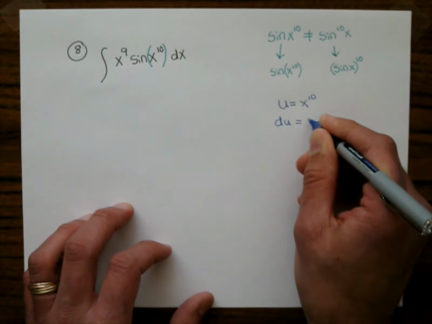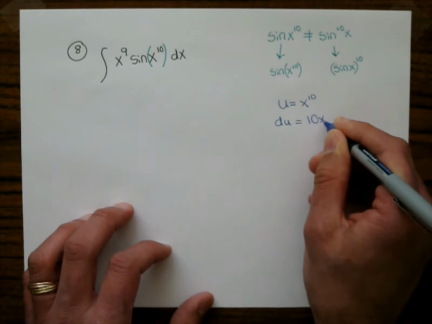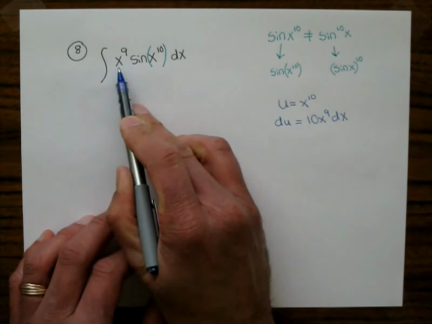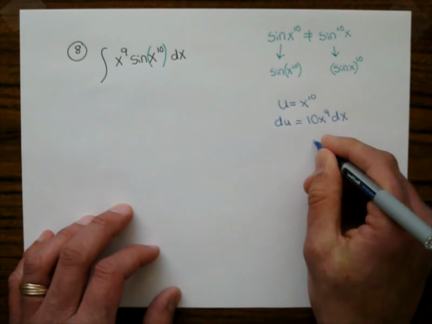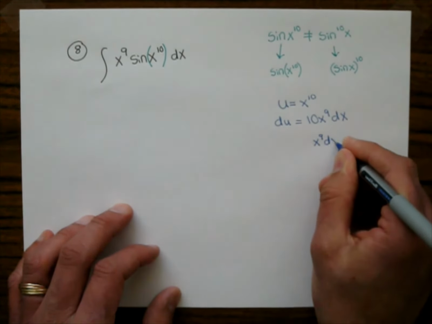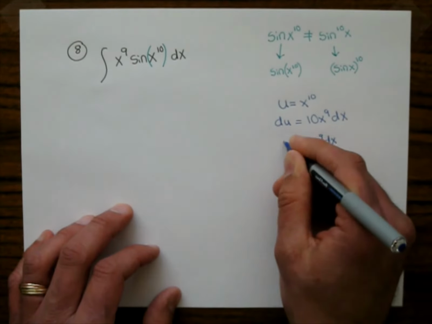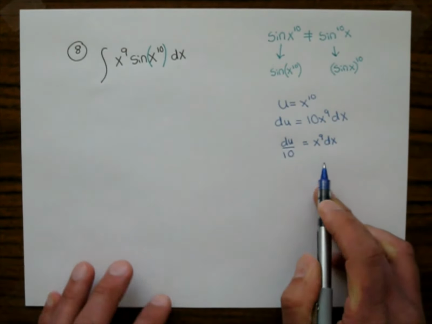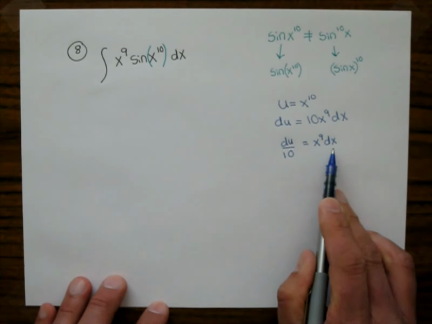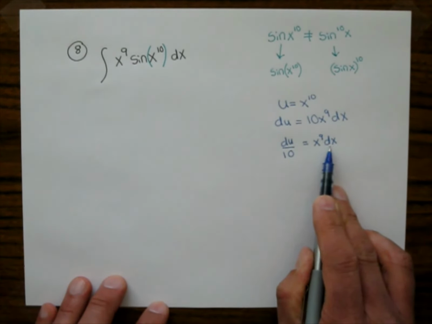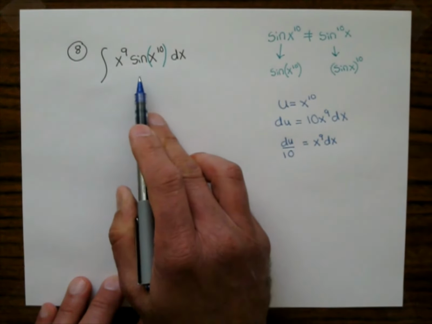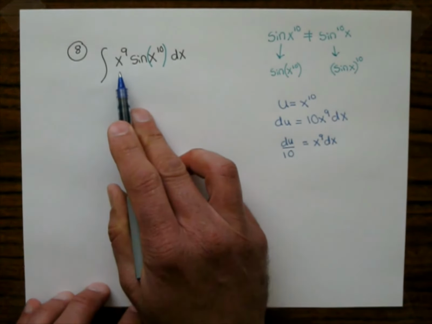du equals 10x to the 9th dx. And look, I have an x to the 9th dx. So x to the 9th dx equals du over 10. Now, on an earlier problem, I one time solved for dx, and then I would have put the x to the 9th on the bottom, and then I had an integral that had x's and u's in it. I'm going to try to maybe avoid doing that.